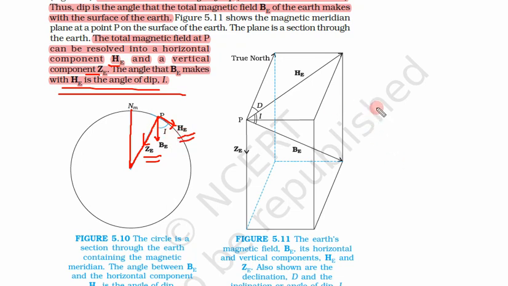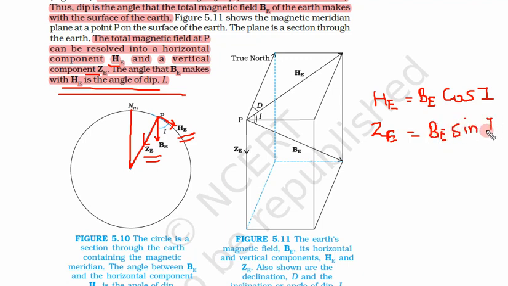And you know how we break something into components: the horizontal component is always with cos theta. So BE cos I is the horizontal component, and this angle is I. And what is the vertical component? ZE is equal to BE sin I. So we have broken this into two components, horizontal and vertical.